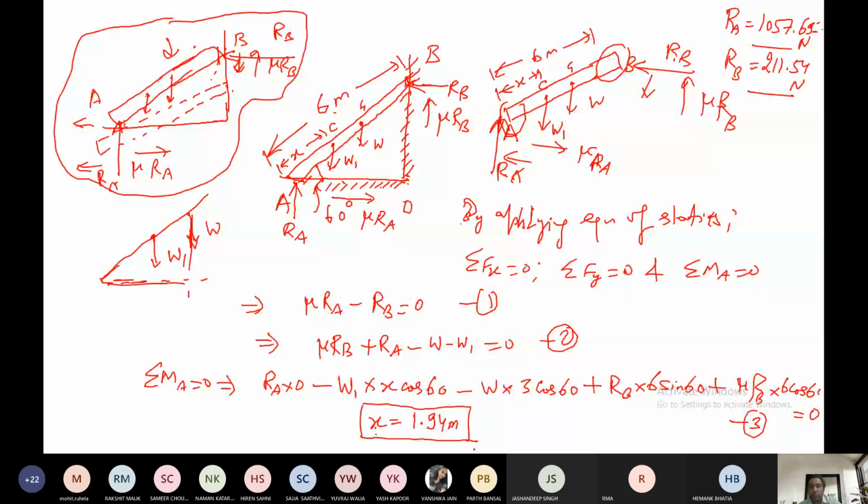Ladder problem you can do. In examination, ladder problem also can come. So I will be giving you an assignment in which some problems of ladder will be there. So try to solve them also.